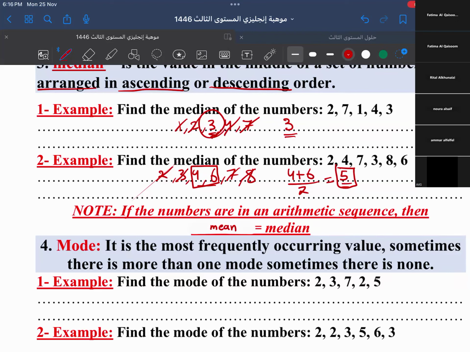Okay, is it clear, guys? Please, yes, I want you to participate with me. Okay, great. So that's how we find the median.